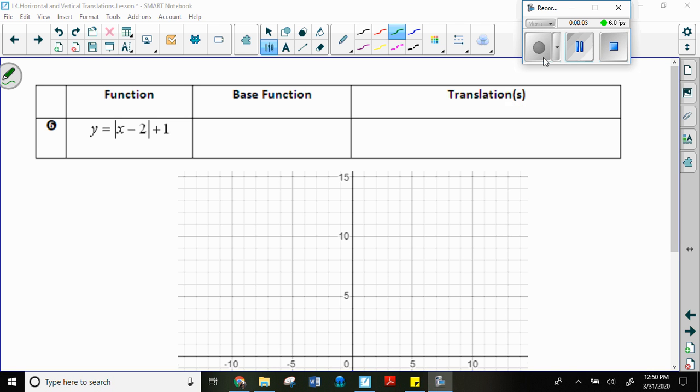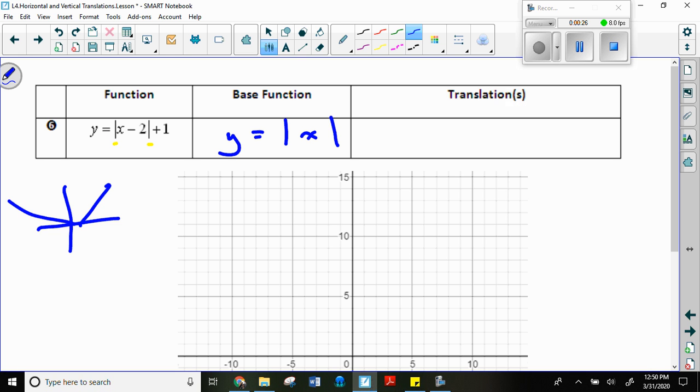Okay, two more to finish off the lesson. We've got a base function, the absolute value function. So we've got a couple things that are actually happening to this one. We're combining two transformations. So our absolute value function was this relationship, and the base graph looks like that.